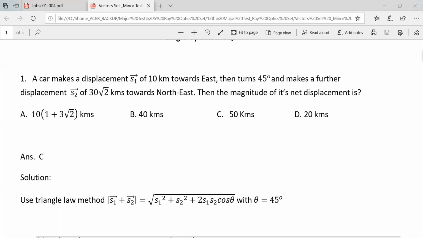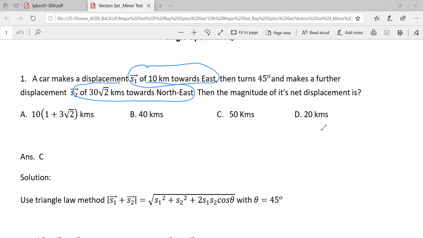So basically, you have to understand that this, and then this means that the magnitude of the first one is 10, the magnitude of the second one is 30 root 2, and the angle between them is 45 degrees. Okay, or if you're drawing a diagram, this is S1 and something like this is S2. So the angle is 45 degrees towards northeast. Okay, this is 10 and this is 30 root 2.